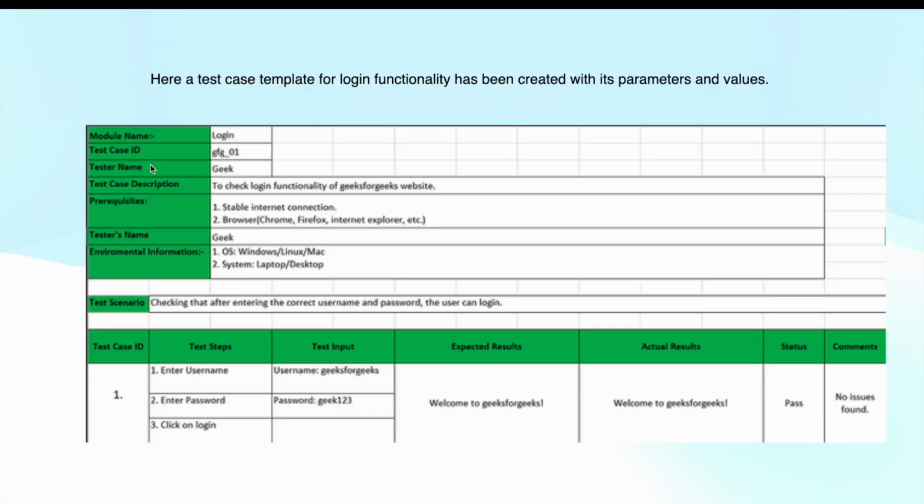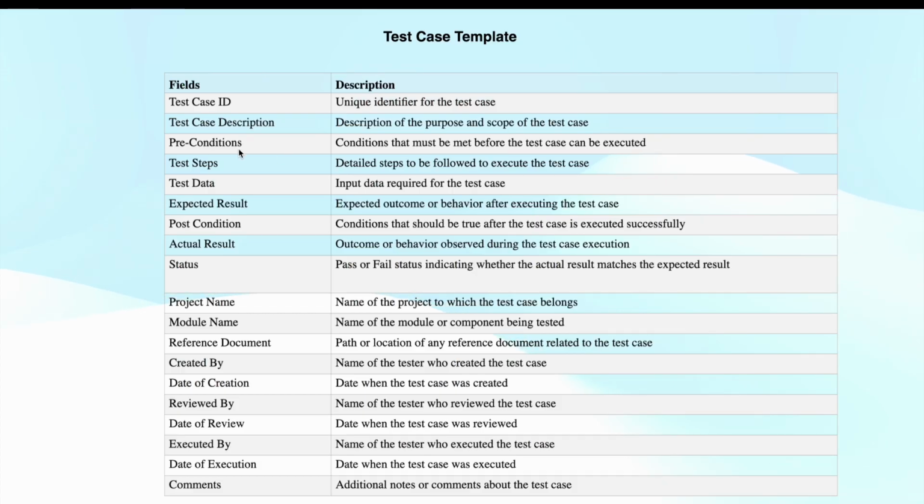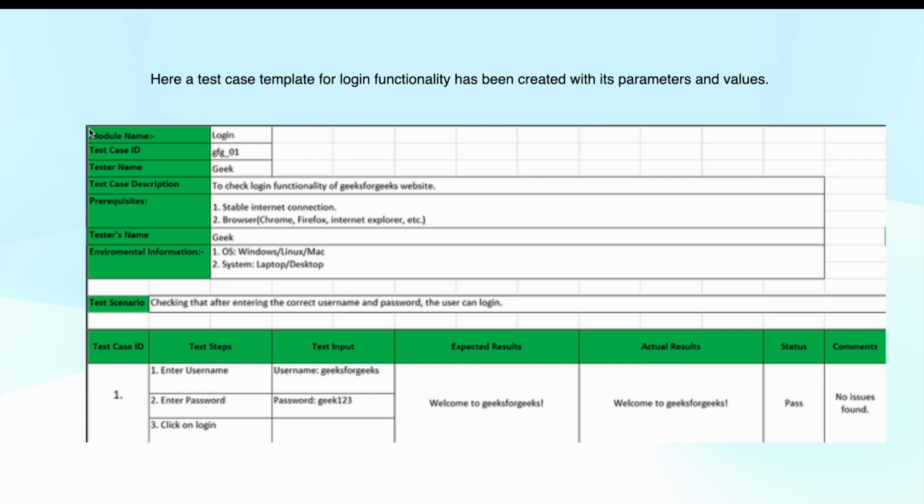So to show you, as we have already seen these fields, it will be easy to relate here. So how will we be creating this in Excel? Suppose we are testing the login functionality, so how will we be creating the test cases? So this we have seen already: module name, test case ID, tester name, test case description, prerequisite, environment information. So this should be at the top of the Excel.